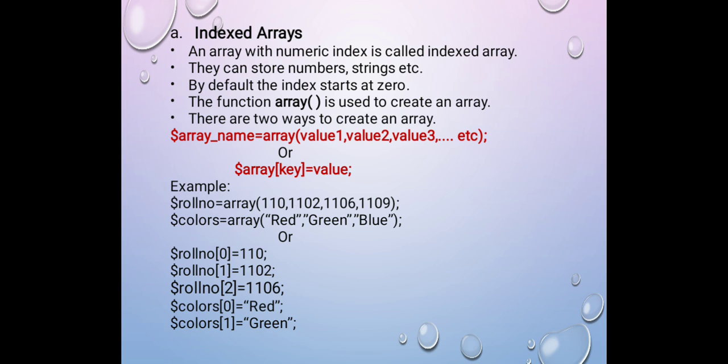The next example is $color = array("red", "green", "blue"). These are string values, so they must be enclosed within double quotes. Or these arrays can be represented by index values: $rollnumber[0] = 1101, the value in location 0, and $rollnumber[1] = 1102, like C++. And $color[0] = "red" and $color[1] = "green".